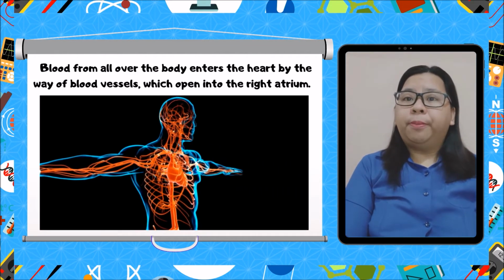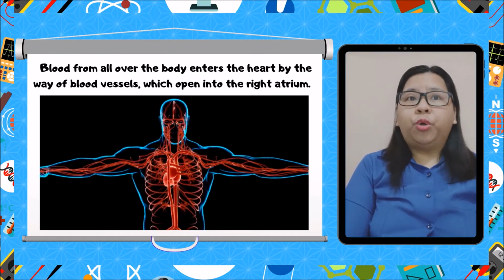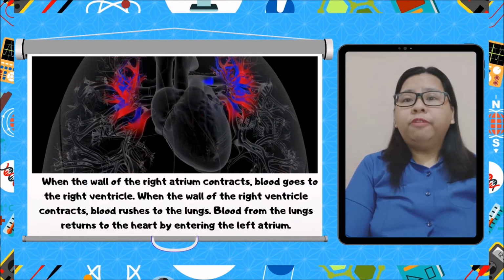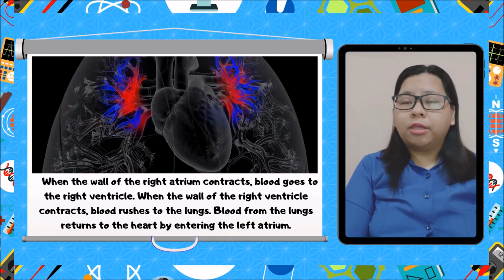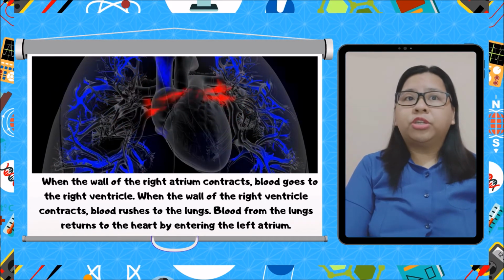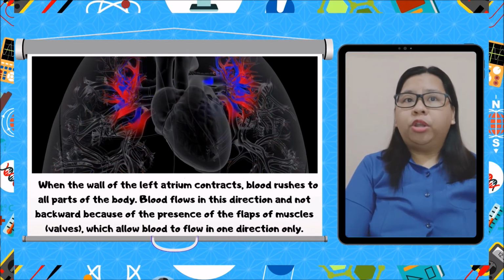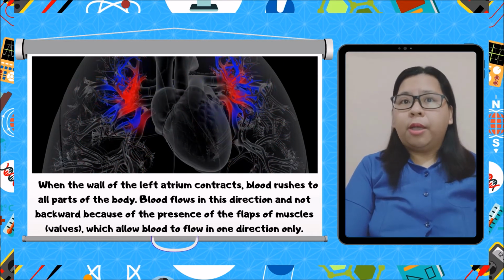Blood from all over the body enters the heart by way of blood vessels, which open into the right atrium. When the wall of the right atrium contracts, blood goes to the right ventricle. When the wall of the right ventricle contracts, blood rushes to the lungs. Blood from the lungs returns to the heart by entering the left atrium, and when the wall of the left atrium contracts, blood rushes to all parts of the body.